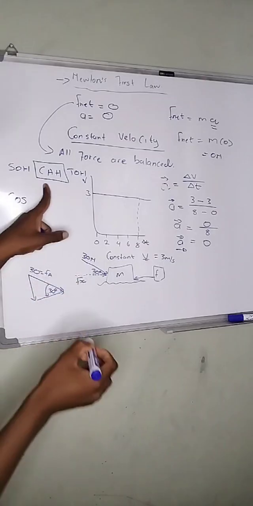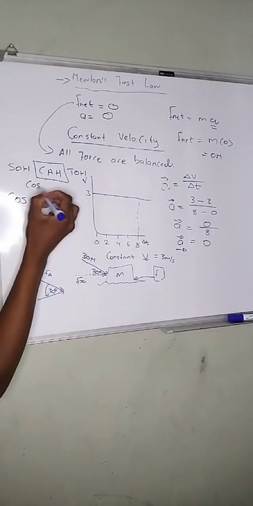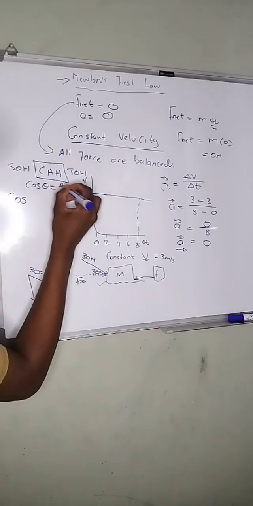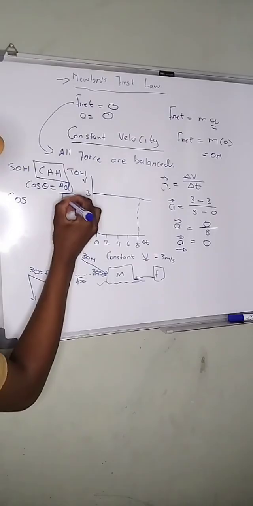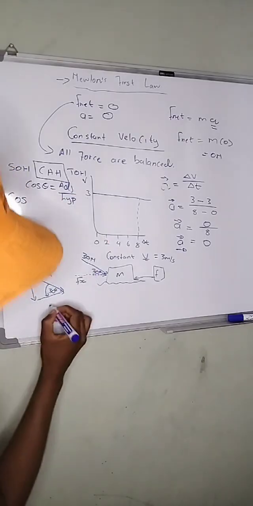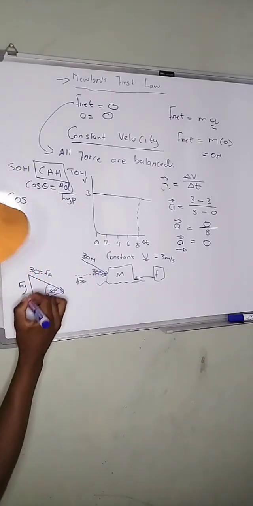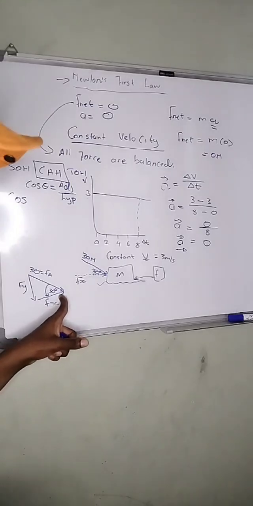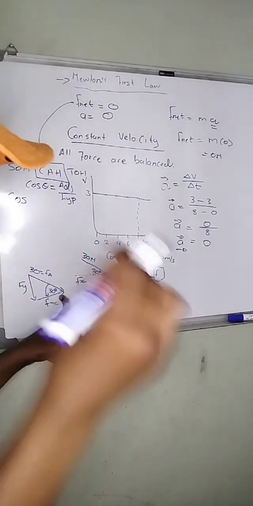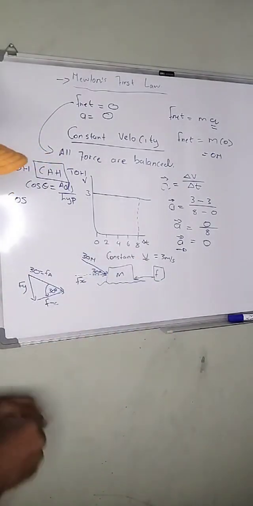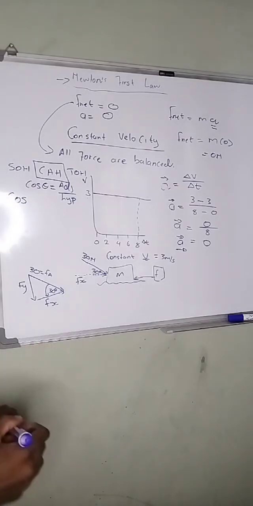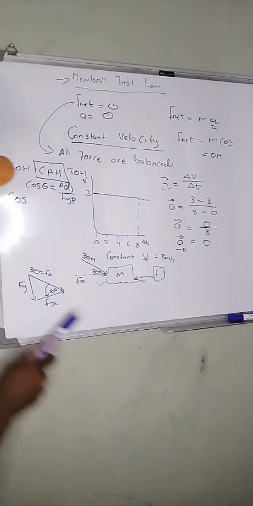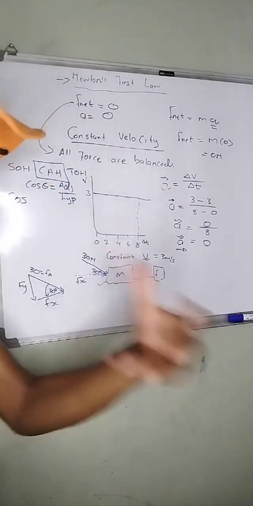This is the one that qualifies because of why? Cos theta is going to be adjacent over hypotenuse. So I'm having my Fx, I'm having my Fy. Then what is the adjacent side of 30 newtons? Can someone tell me what is the adjacent side? It's going to be Fx, right? These are simple trig ratios that you have to learn.